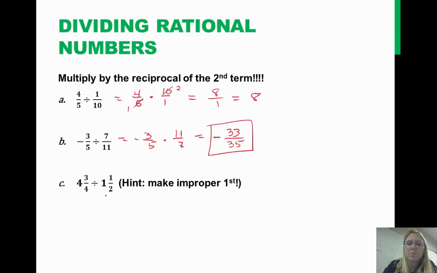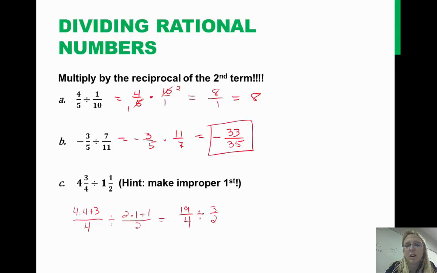Now we have 2 mixed numbers, and remember, we want to make them improper first. So 4 times 4 plus 3 over 4 divided by 2 times 1 plus 1 over 2. So 4 times 4 is 16 plus 3 is 19 over 4 divided by 3 over 2.